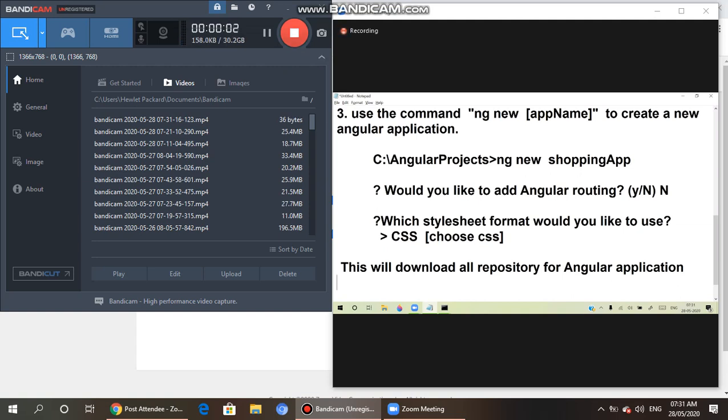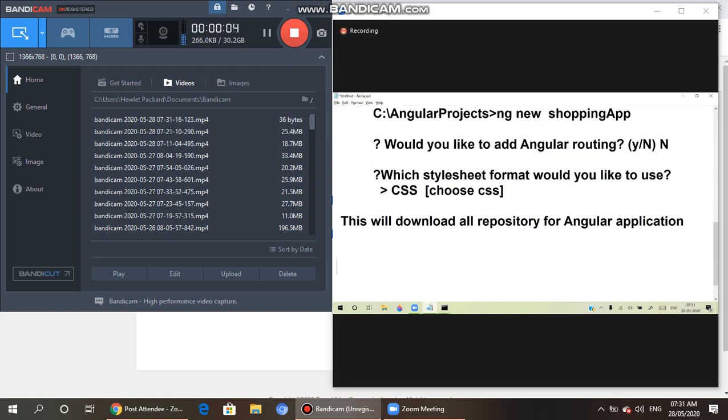Let's see how the Angular application works. First, we will see the high level architecture of an Angular application, and how it actually works.